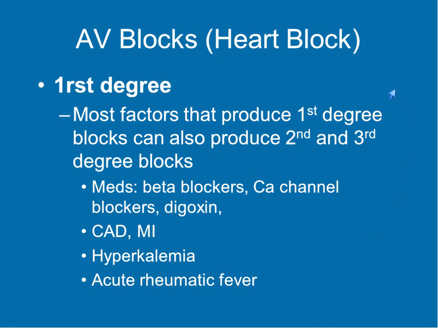One of the things that we should think about is that most factors that produce a first degree can also produce a second or a third degree heart block. So as long as it's a first degree, we don't have a problem. But if it progresses, then it can be significant. There's a wide range of meds, certainly beta blockers, calcium channel blockers, and DIG, and sometimes having a beta blocker, a calcium channel blocker, and DIG altogether can be enough to promote a first degree heart block.